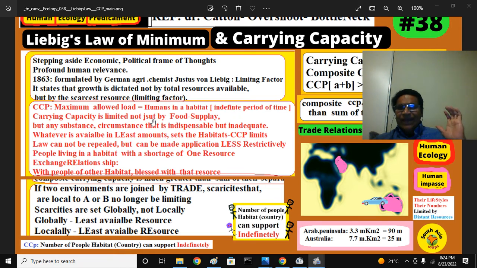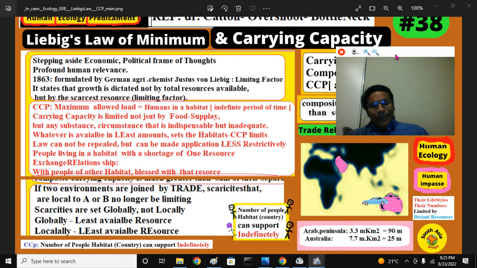Carrying capacity is not limited just by the food supply. Most of the time we think food supply. But any resource or any circumstance can be a carrying capacity limitation, the law of minimum. Any substance, any circumstance which is indispensable for life to be carried but is present in the very least amount, that is inadequate. Whatever is available in the least amount sets the carrying capacity limit of a habitat.